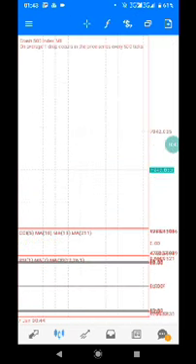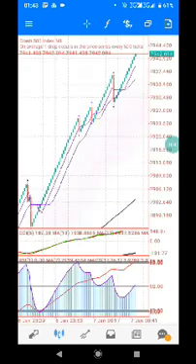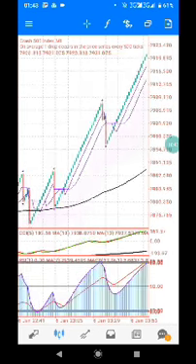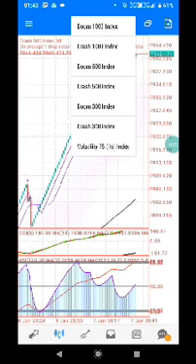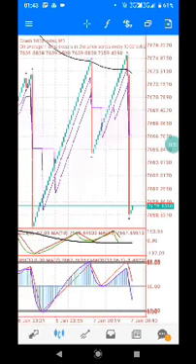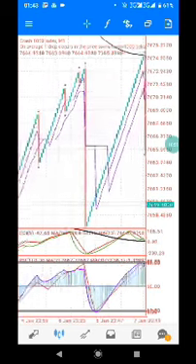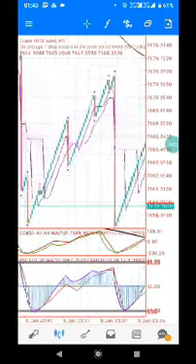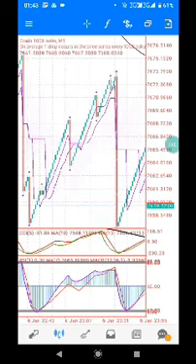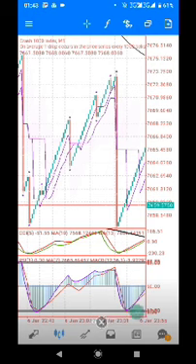Let me see Crash 500. Okay, we don't have a setup here now. Let me just quickly go to Crash 1000. I think it's about to form. Crash 1000 is about to form. Now you can see a back test. This is a back test. You see the conditions are met here.